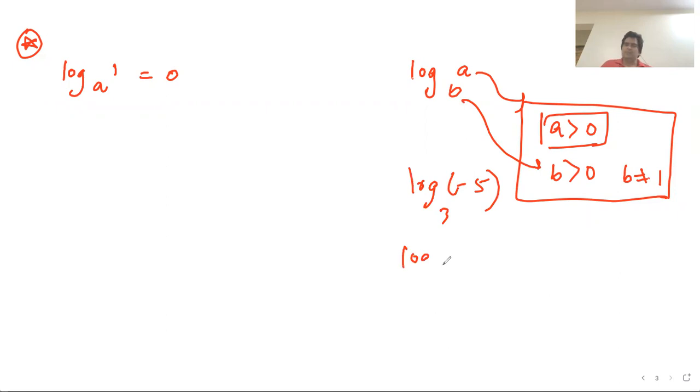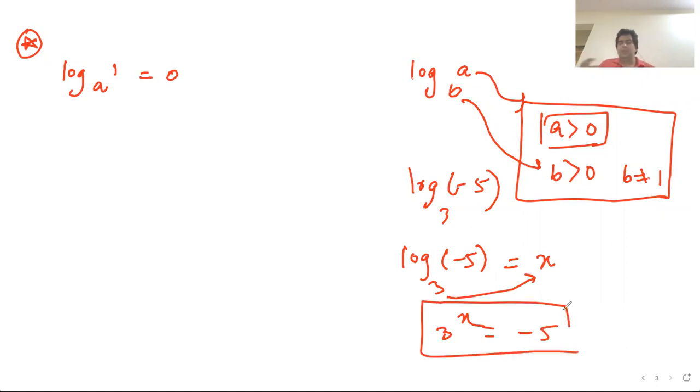Now, why do we say that this doesn't exist? Let's see. If log of negative 5 to the base 3 existed, let's say this value is x. If I convert to exponential form, you get 3 to the power x is negative 5, which is not possible because an exponential power cannot ever be negative. You plug in any x value you want, but it won't give you a negative answer. So this is why it goes wrong.